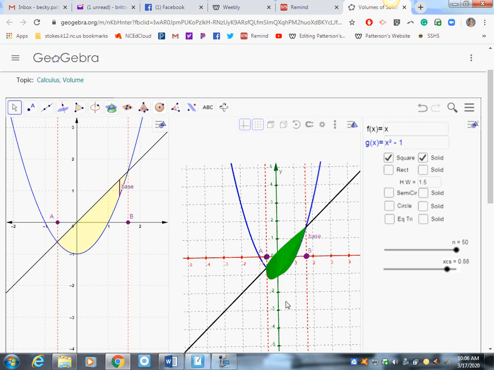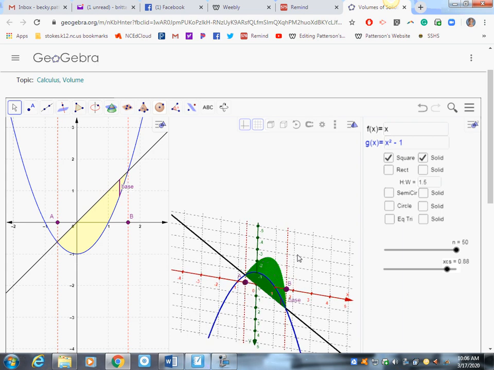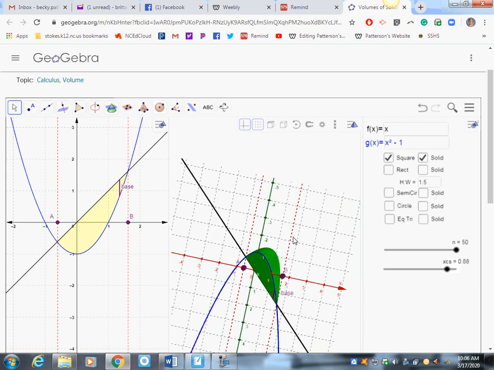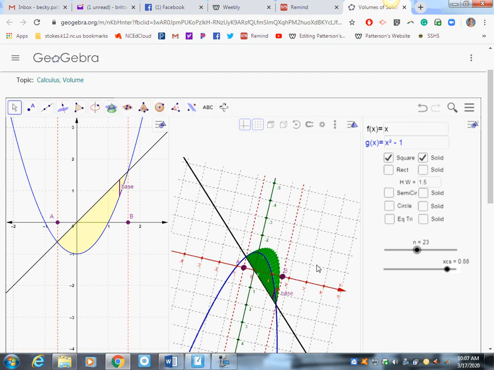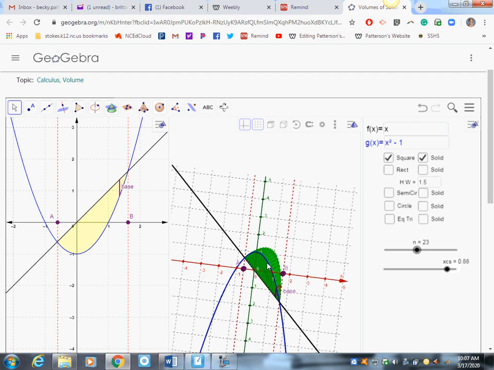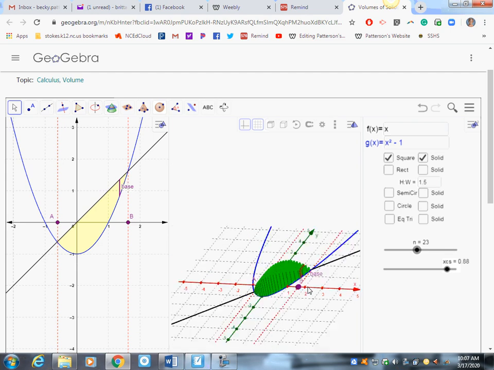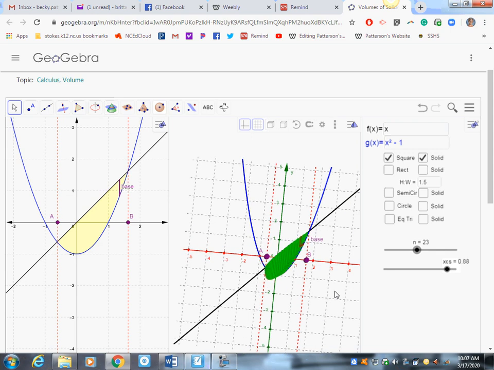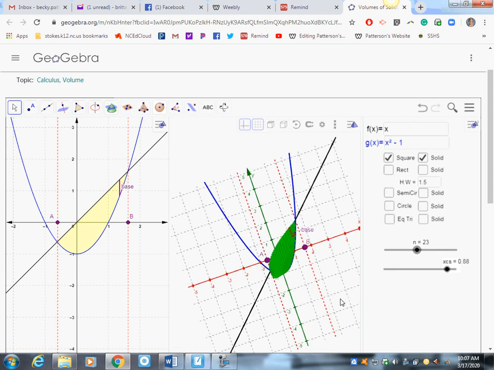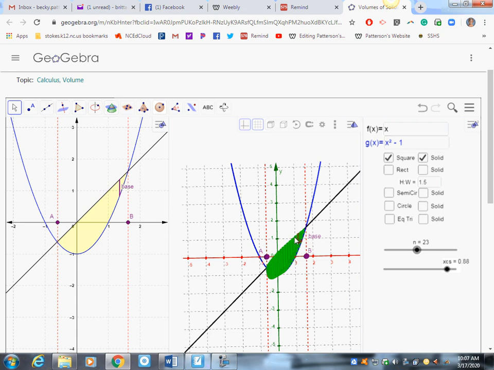To figure out what the length or the width is, let me bring this down so we can see our squares. I need to know this distance because that's the length of the base of all of these squares. And that distance is going to be my linear line minus my parabola, top minus bottom.